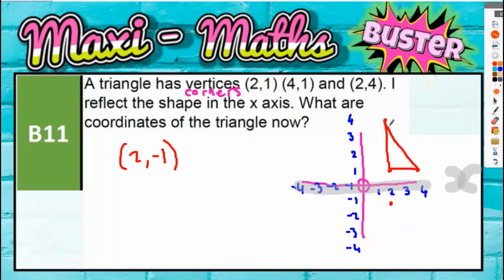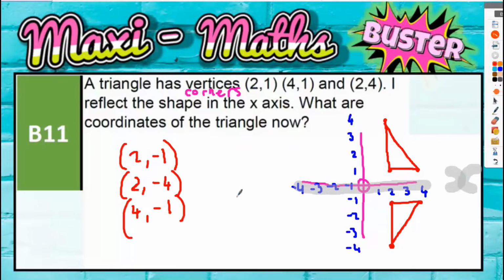The 2 across 4 up becomes 2 across 4 down. So it'll be down there. So 2 across, (2, -4). And the 4 across 1 up becomes 4 across 1 down, which is going to be (4, -1). Now, as you can see, this highlights what happens with a reflection in the x-axis.